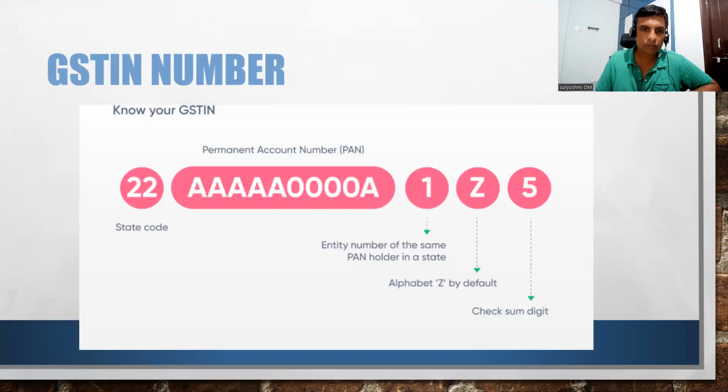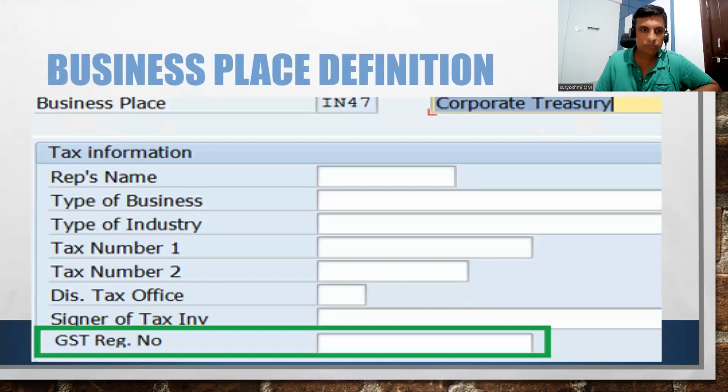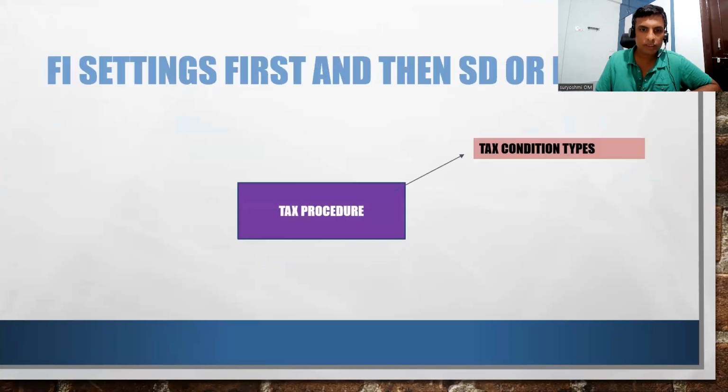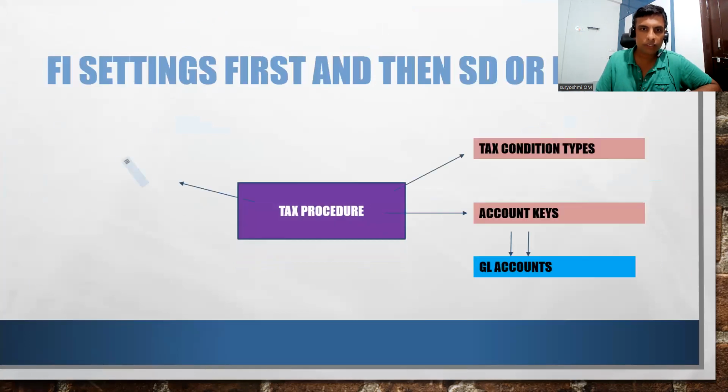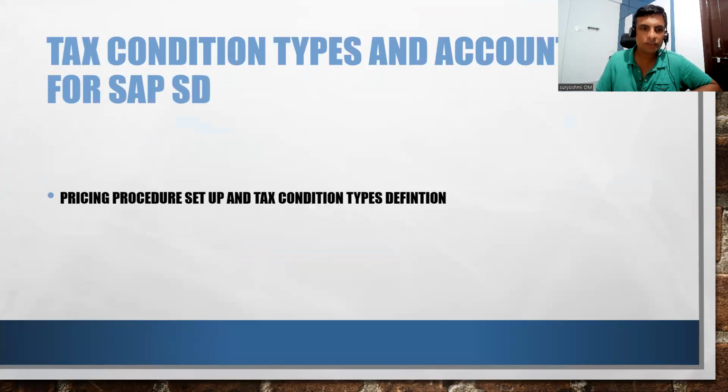This we already had a discussion on: business place and tax procedure. This is also on the FI side, we had a discussion, and all these are FI settings. Okay, on the SD side it's pricing procedure setup and tax condition types definition. Let's get into the SAP system and have a play around.